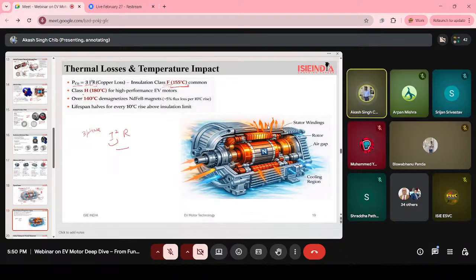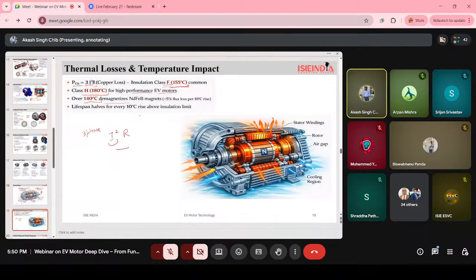Then comes class S. It is used in high performance EV motors. It can handle up to 180 degrees Celsius. But over 140 degrees Celsius, demagnetization happens. And how does this happen?